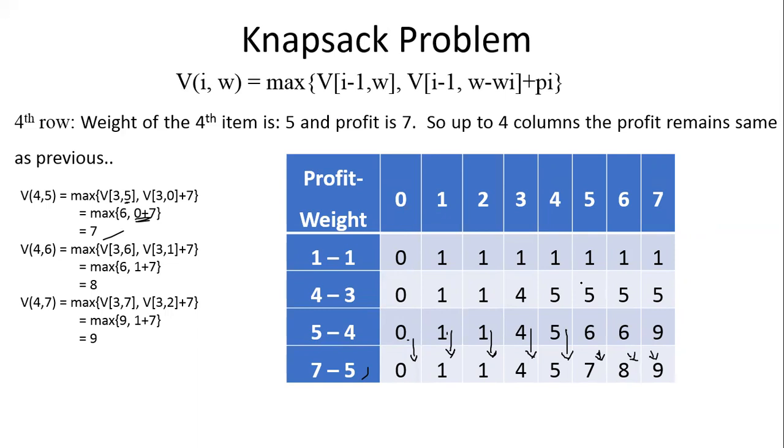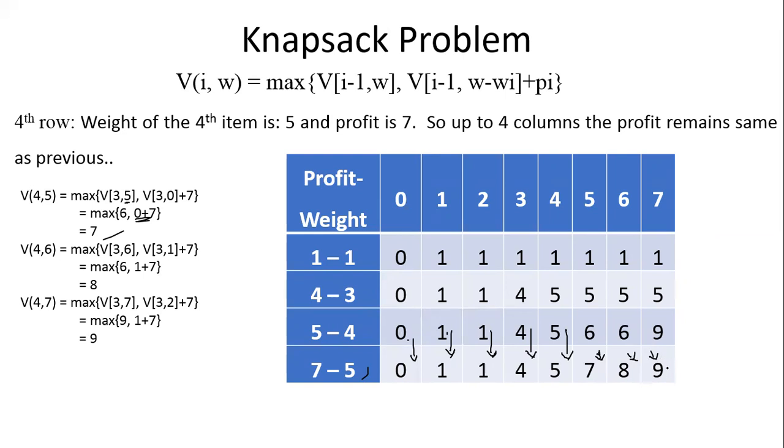Okay, the problem is completed. After that, the question is, what are the items we placed in the knapsack? By seeing this table, we are able to tell what are the items placed in the knapsack. So how is it possible? So here the maximum profit is 9. This is the maximum profit, 9.